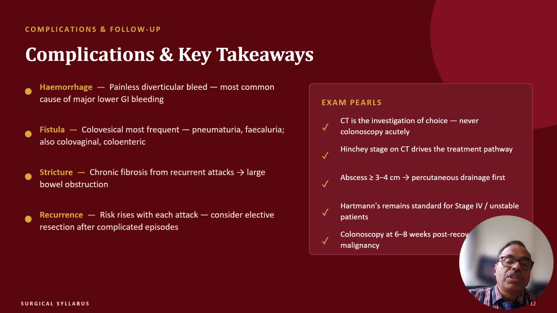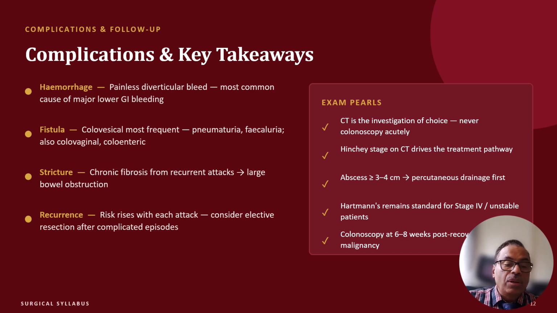So just to sum up with complications of diverticulitis, apart from perforation, it can also lead to hemorrhage where there is a painless diverticular bleed, most common cause of major lower GI bleeding. Fistula, we have already seen. Colovesical fistula is one of the commonest one. Ileocolic fistula or colocolic fistula can also occur. Colovesical fistula should be suspected when there is pneumaturia or fecaluria, that means air or feces in the urine. Can also develop colovaginal, coloenteric fistula.